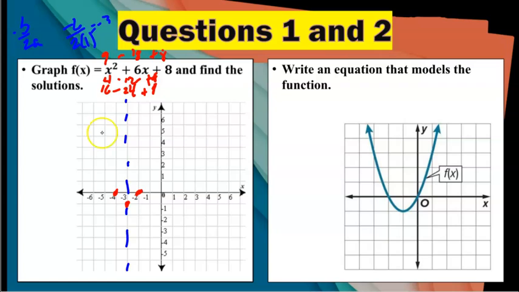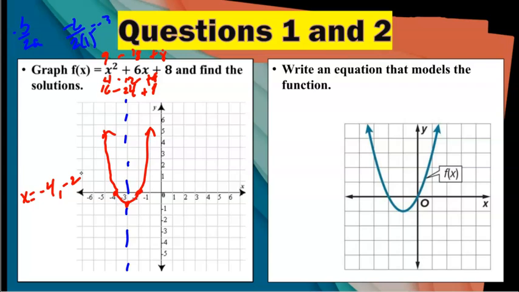So I have everything I need to now draw my parabola. That means the solutions would be x equaling negative 4 and negative 2. Question 2, write an equation that models the function.